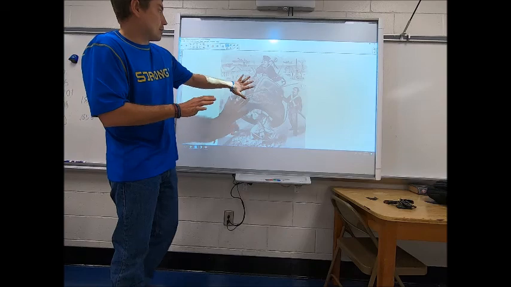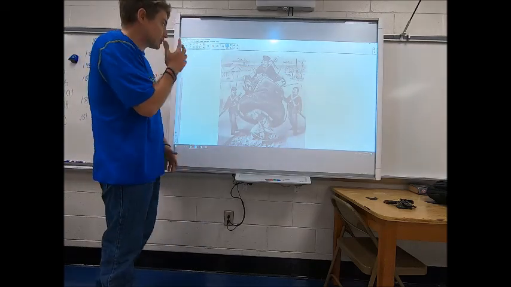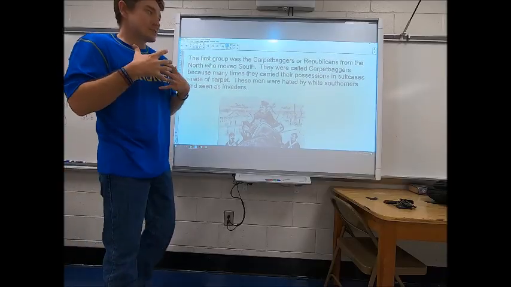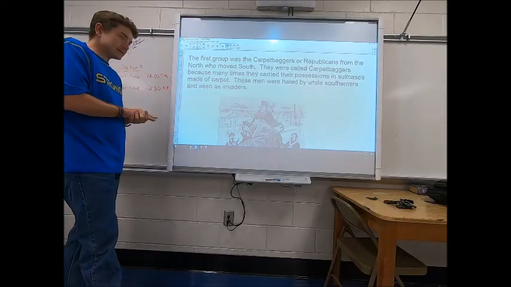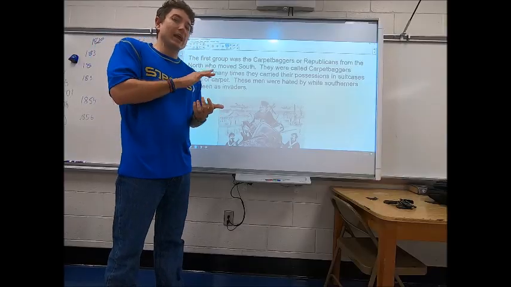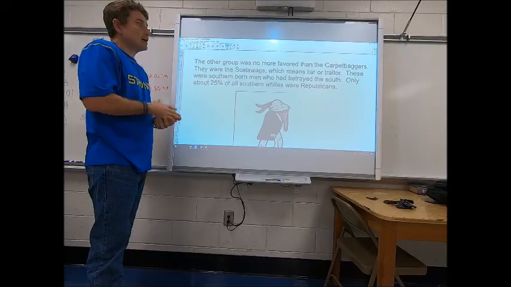If you look in the background, you see a burned house in the background. It's a reference to Sherman's March. So these carpetbaggers are seen as invaders. All right, they are white, but they are seen as invaders to the South. They are hated by white Southerners. They are Northern Republicans.